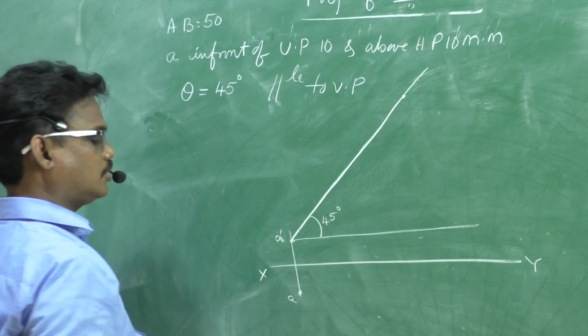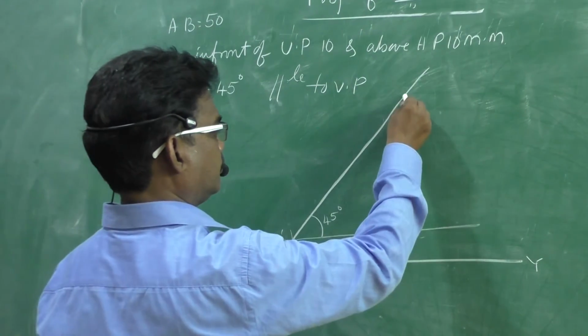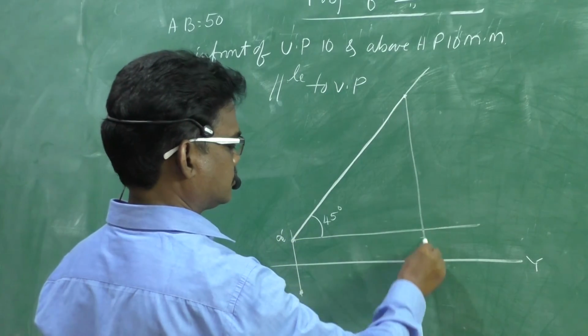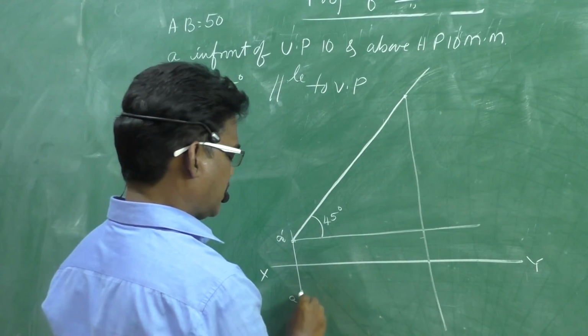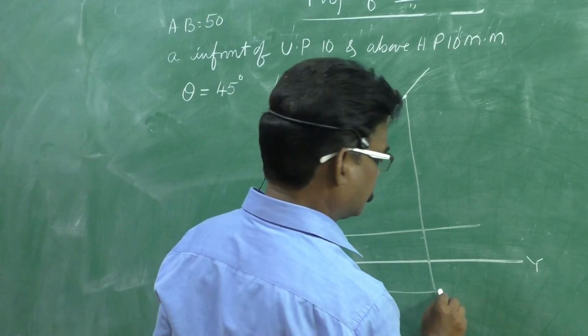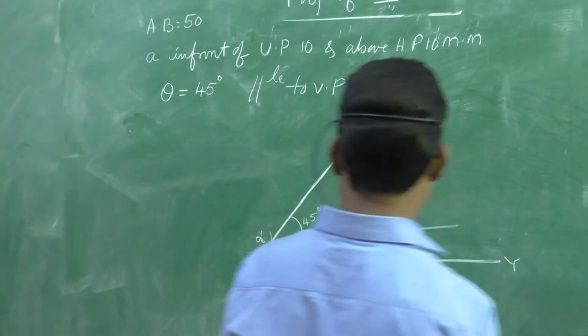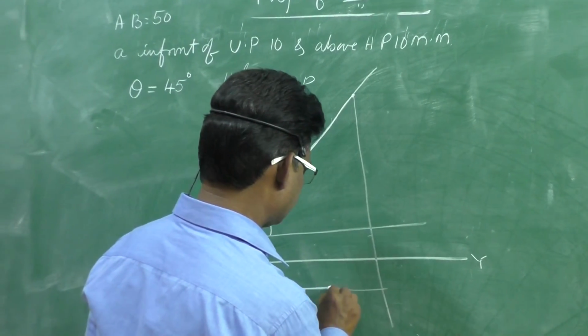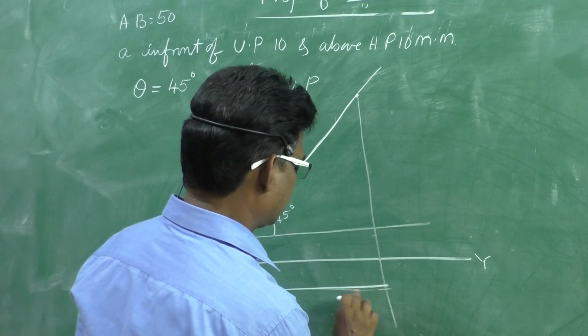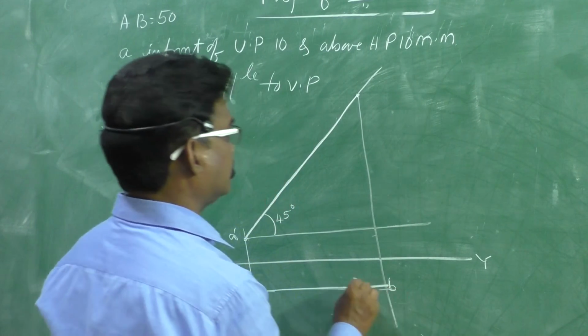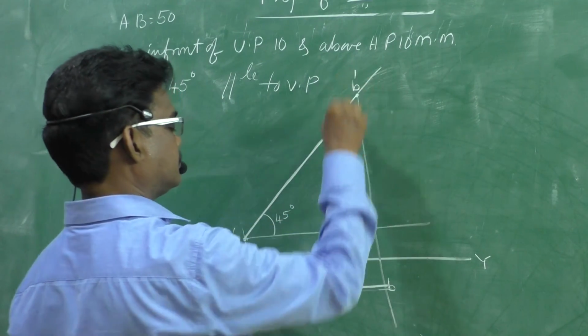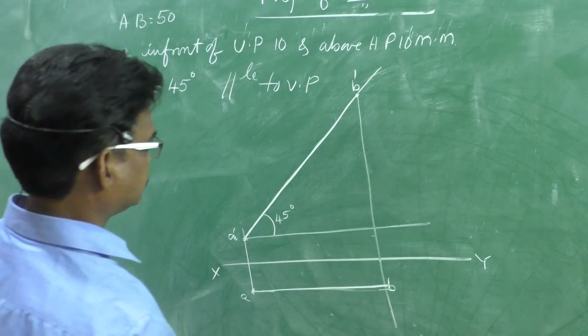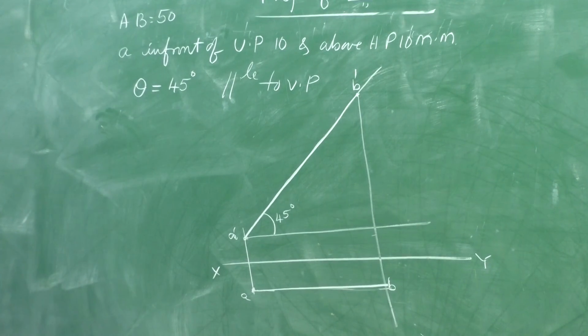Right. Now to draw the top view, project it downwards and draw a line parallel to the reference line, because this is parallel to the reference line, right? And this is the required top view B. This is B dash, right? This is the solution of the problem.